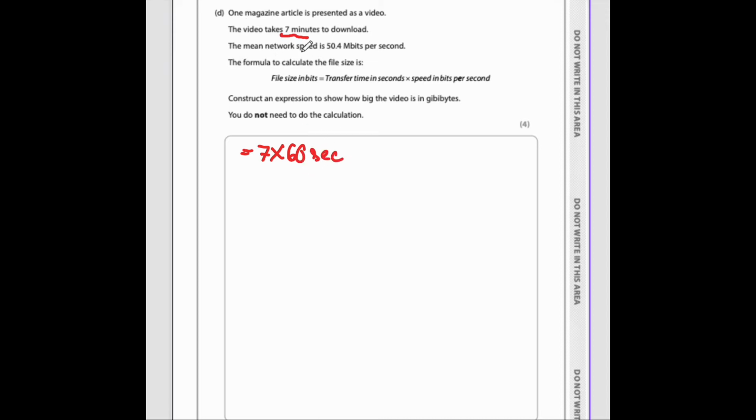Then the mean network speed is 50.4 megabits per second. So we have to convert this to GB byte. First, try to remove this mega. When I want to take out this mega, we just need 50.4 into mega, and mega is 1000, so 1000 into 1000.